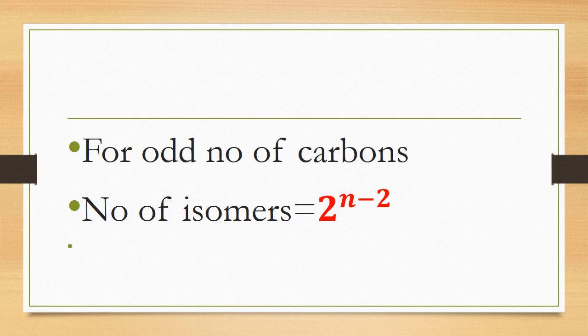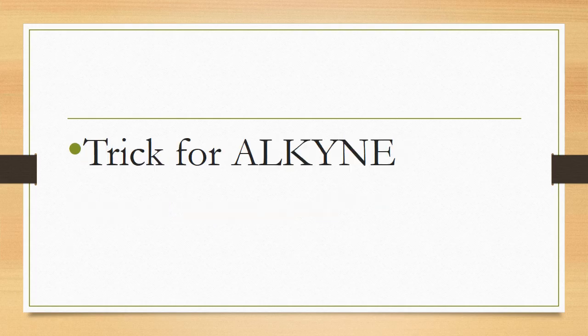When the number of carbon atoms in the alkene is odd, meaning 3, 5, 7, 9, 11, the number of isomers can be found by this formula: 2^(n-2). Now the tricks for alkynes.